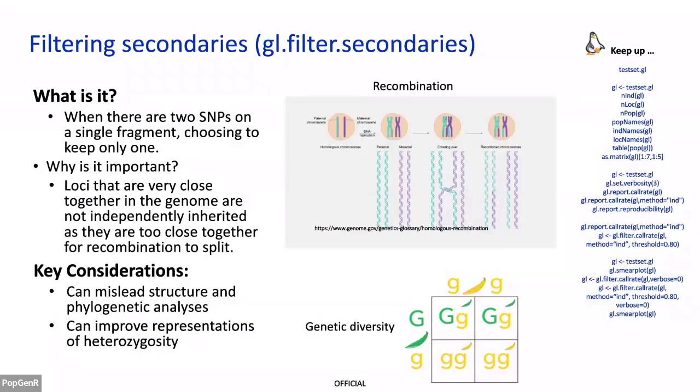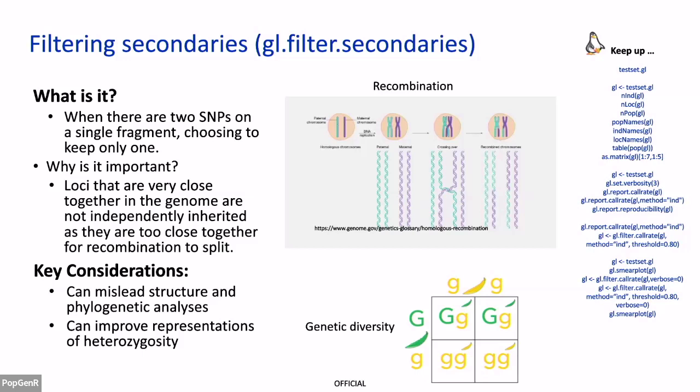Another one that often happens is filtering secondaries. Secondaries is where you have your little gene fragment and you have two SNPs on that same fragment. And it's often just basic standard to get rid of them, right? And that is the right thing to do if you are doing an analysis that is affected by recombination. So I'm going to presume that everyone here remembers their first-year biology, because I am a first-year biology lecturer, so I know you should know this.